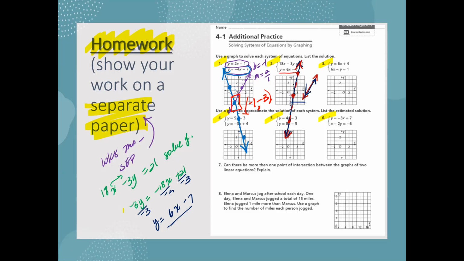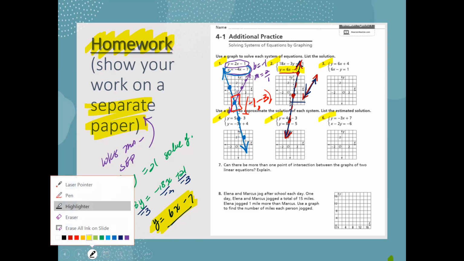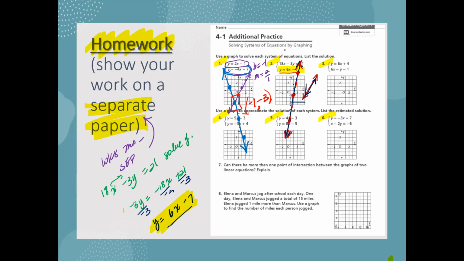It's the same line. If you don't believe me, take a look at your graph here, and then take a look at your graph for the first equation. I mean, they're exactly the same. So in this situation, it is going to be infinitely many solutions. So there are just many, many solutions for that one.